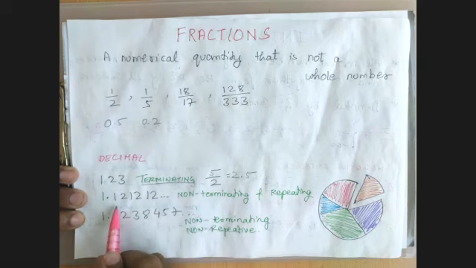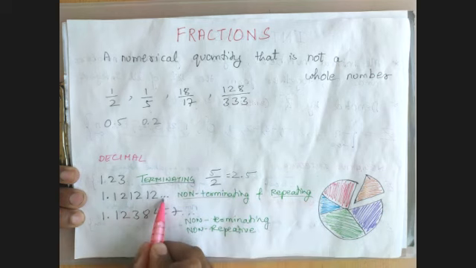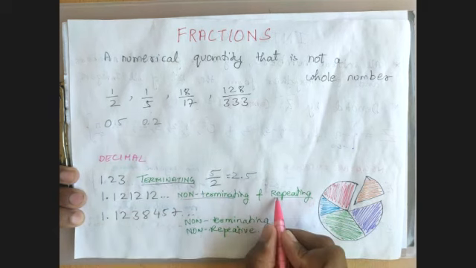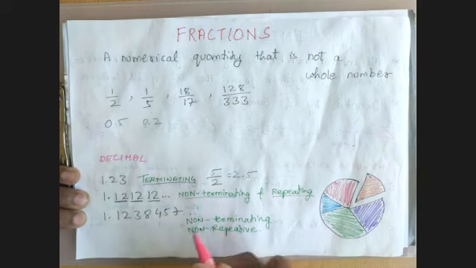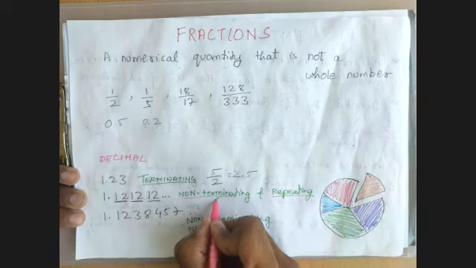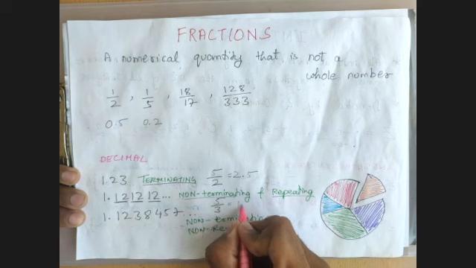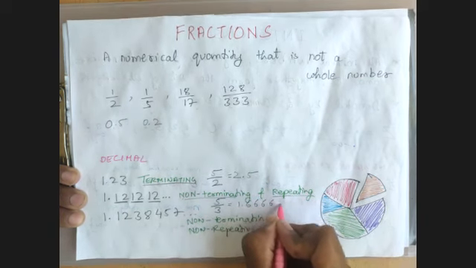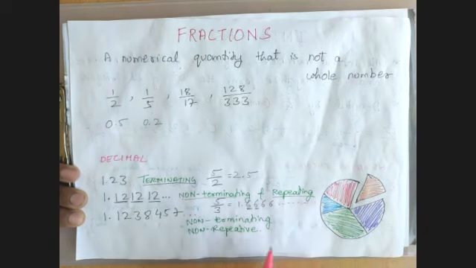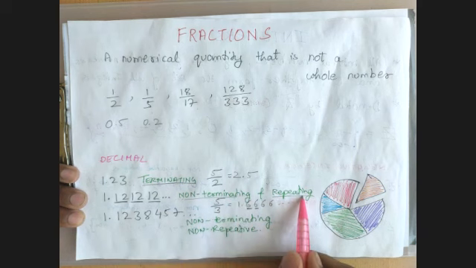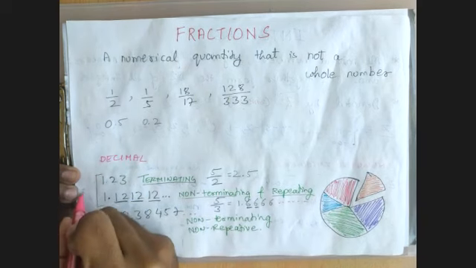We have another type of decimal that is non-terminating and repeating. That means it does not end, it goes on until infinity. But what happens here is it is repeating. That means the 1 2 1 2 1 2 is repeating again and again. An example for this is 5 by 3. That would give us 1.6666. So here the 6 is repeating again and again. So this is called non-terminating and repeating. So both of these can be expressed in terms of fractions.